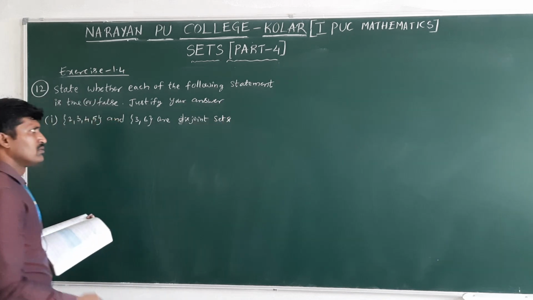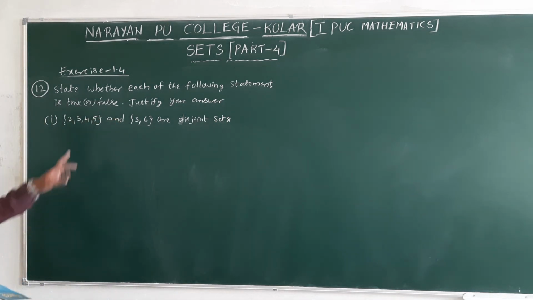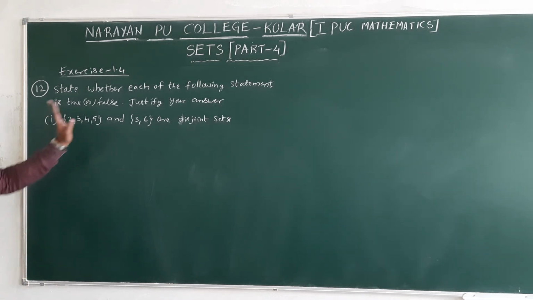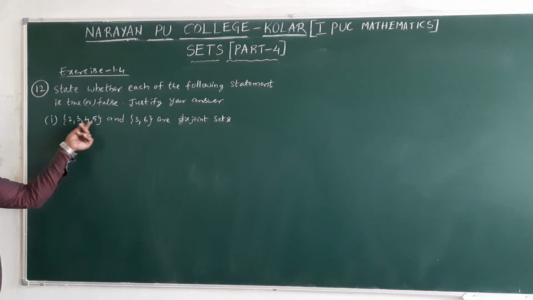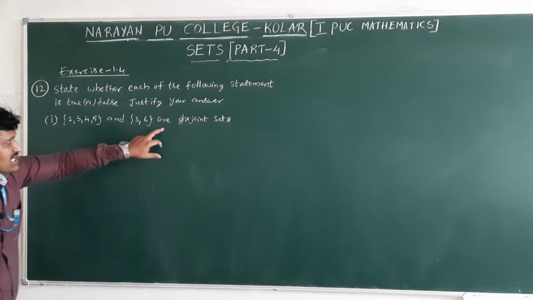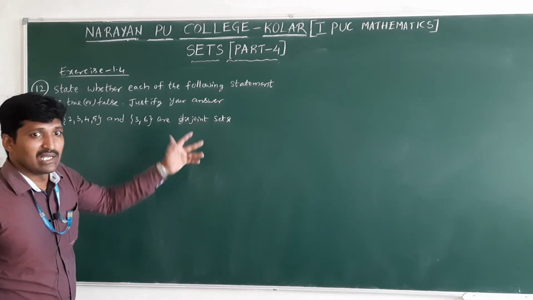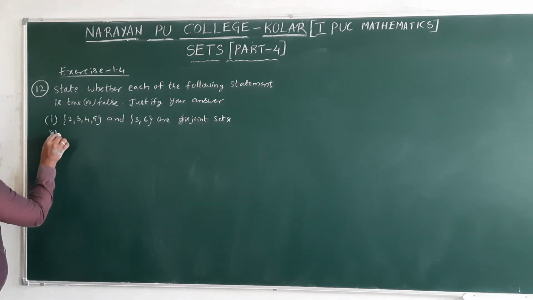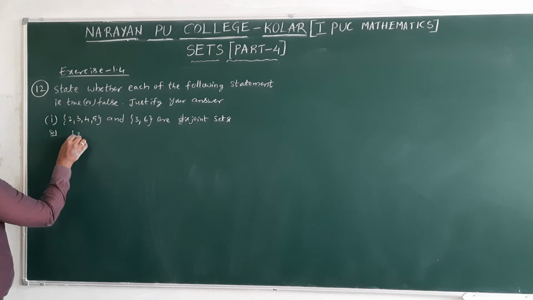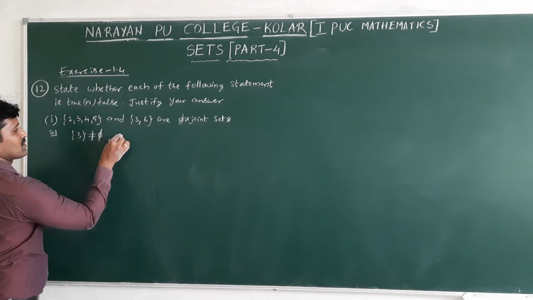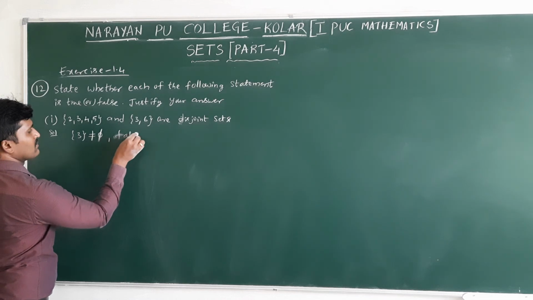Is this true? Disjoint sets means the intersection between these two is phi, so there are no common elements. But there is a common element here. What is the common element? 3. That's why the statement that these two are disjoint sets is wrong, so it is false. Reason: the intersection you will get is 3, which is not equal to phi. Clear.